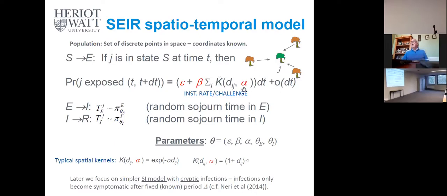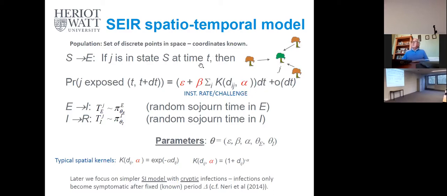So the important part of this model is the rule that we have for how individuals become infected. Let's suppose individual J is susceptible at time t. Then we define the infection process in terms of the probability that J becomes exposed in some infinitesimal time window at time t, and that probability is going to be made up of essentially some rate of infection multiplied by dt.